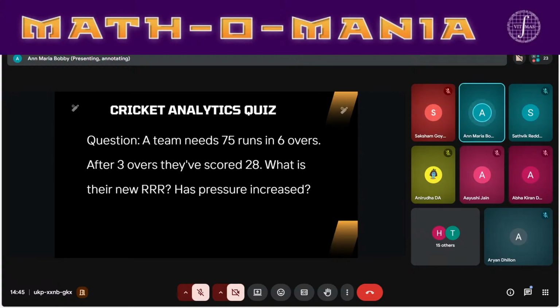So there's another question which you can answer. A team needs 75 runs in 6 overs. After 3 overs, they have scored 28. So what is their new run rate, and has the pressure increased? You may answer any one of these, or whether the pressure has increased or not.